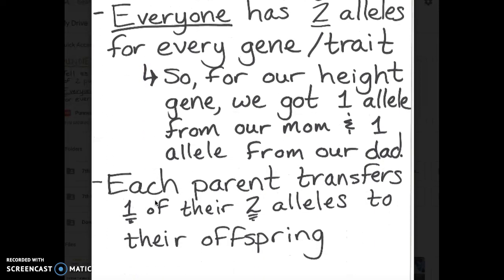And then something to remember is that everybody has 2 alleles for every trait. So for height, for being able to roll my tongue or having dimples or having freckles, I have an allele that I got from my mom and an allele that I got from my dad. So I have 2 for each. Now you'll remember sometimes one allele is dominant and one is recessive. So sometimes only one of those shows up in us, but we still have both of them in our DNA, in our genes.